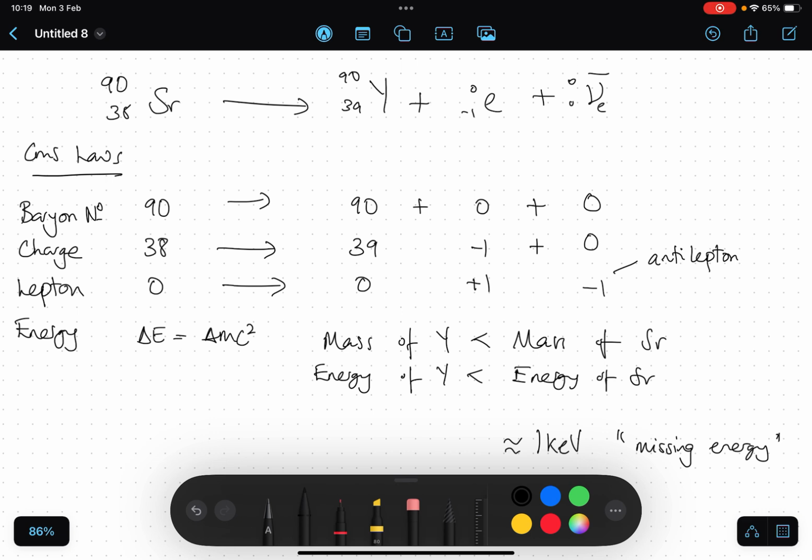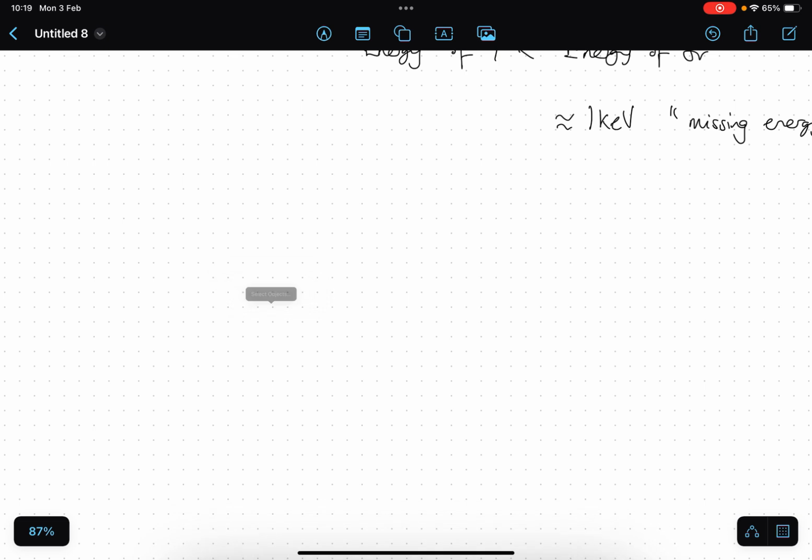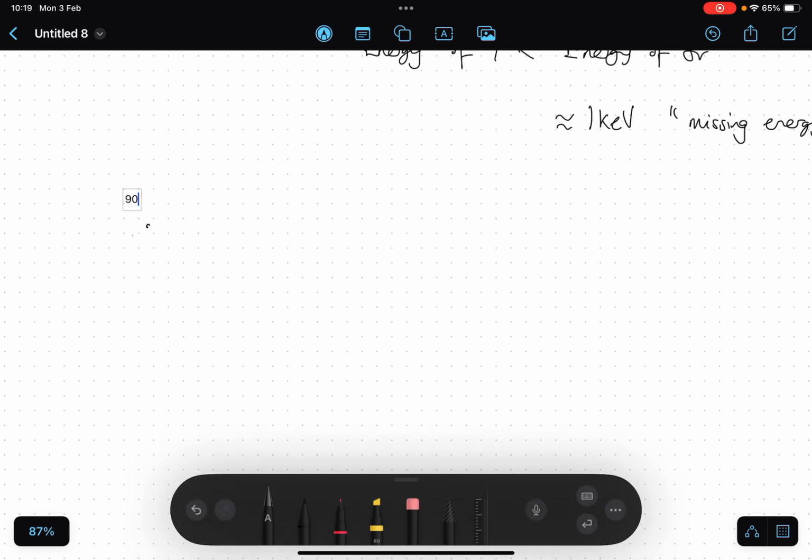Okay. So one question that often arises is, where does this electron come from? So let's have a little look at that for a moment. Let me just write out the equation for this beta decay that we're looking at.